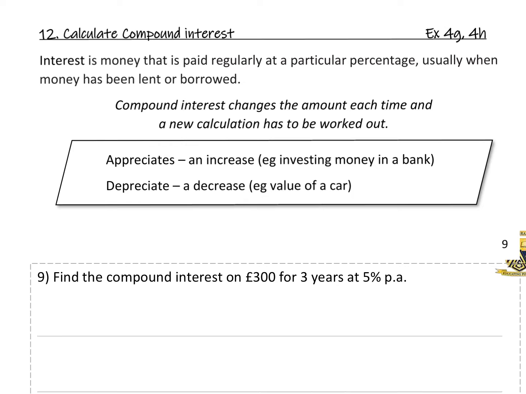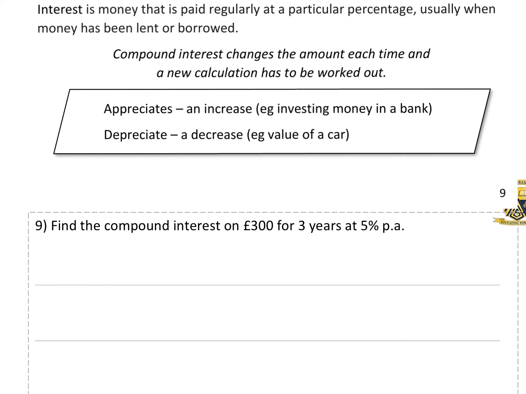This will hopefully make more sense when we go through an example. Before we do that, just a couple of words that are going to be useful in this topic. If we see appreciates, this represents an increase. So if you're investing money in a bank, your money is likely to appreciate. Depreciate represents a decrease. So when you buy a car, usually with time, your car's value depreciates. It goes down in price. A bit like A, ascending, going up, and D, descending, going down.